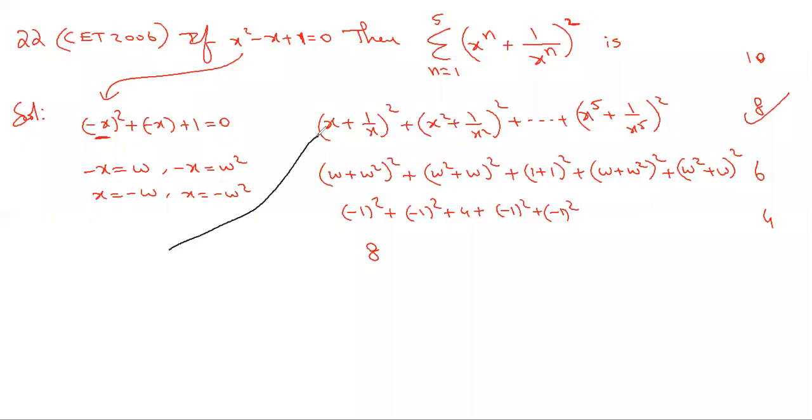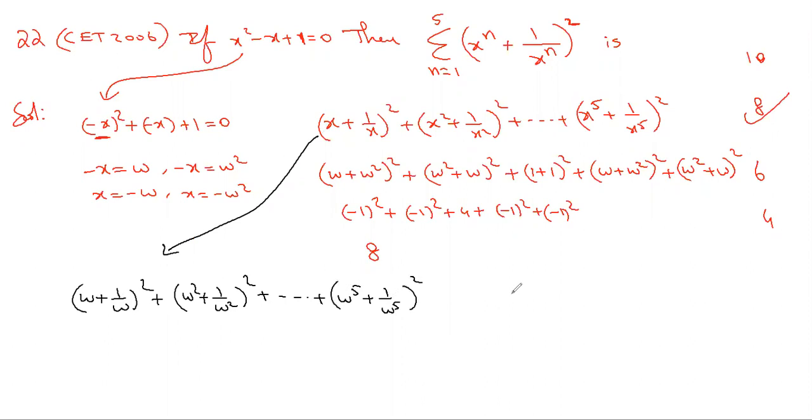So if you have doubt in between the steps, you just write the neat steps like we wrote. We can write (omega plus 1 by omega) the whole square plus (omega square plus 1 by omega square) the whole square plus and so on plus (omega power 5 plus 1 by omega power 5) the whole power 2, and use these properties. Omega cube can be replaced with 1, and 1 plus omega plus omega square equal to 0. If you use these two properties and do the simplification, you'll reach this step. In the middle, how many other steps you want, you can keep writing.